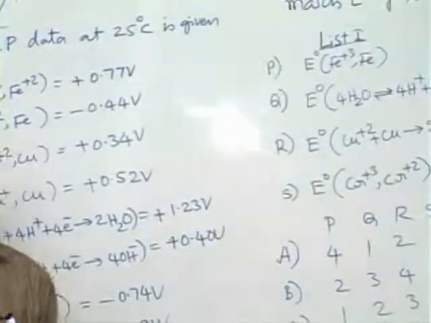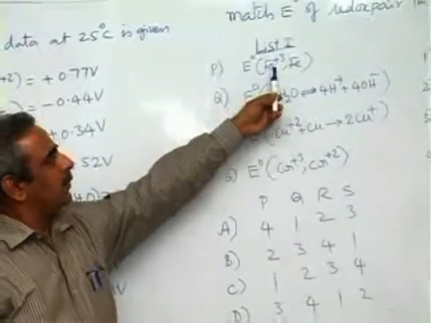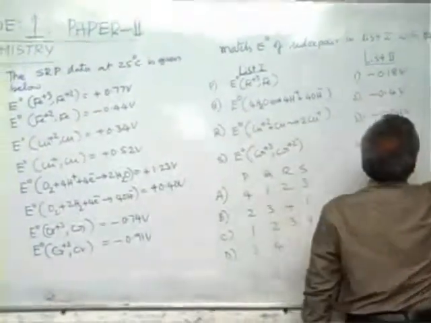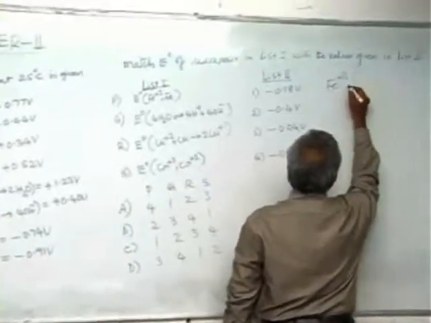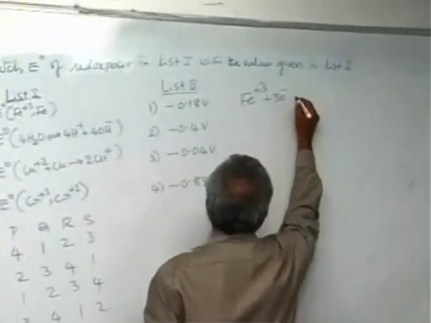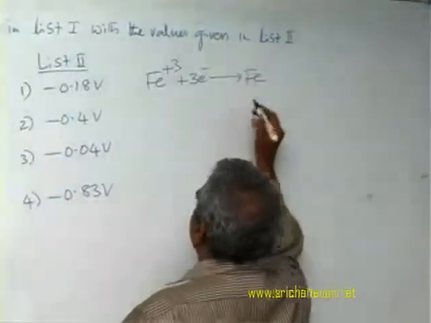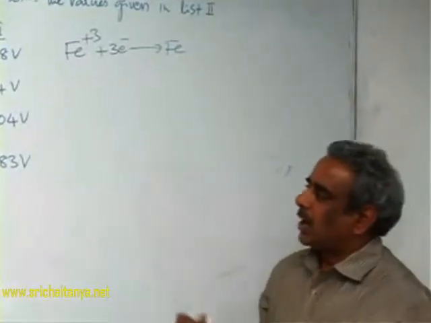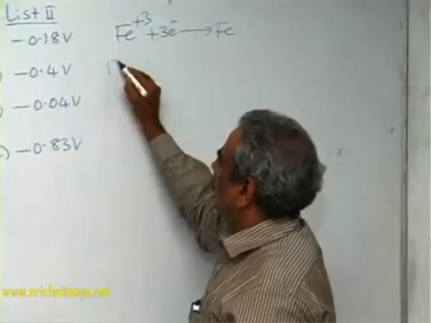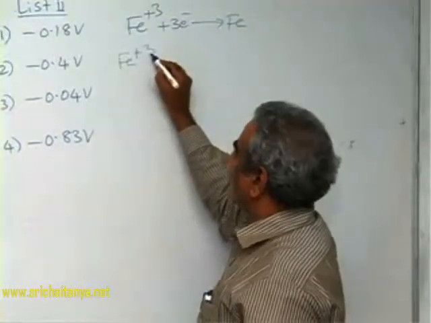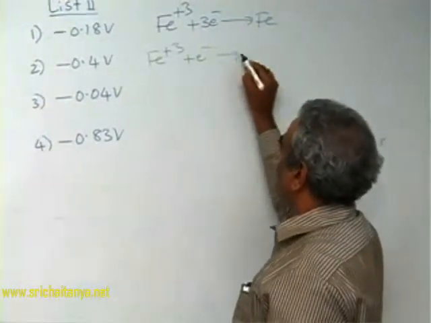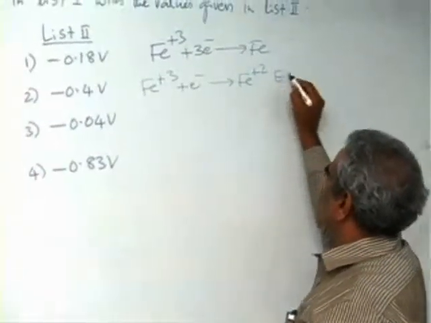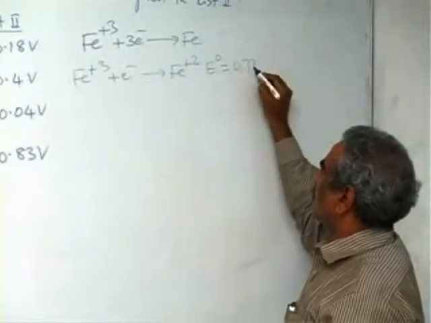But the problem here is we have got iron plus 3 to be converted to iron. Iron plus 3 to be converted to iron takes 3 electrons, and the corresponding potential we have to calculate from the data given. And from the data given, we have got iron plus 3 plus electron giving iron plus 2. We have got E naught value 0.77 volts.